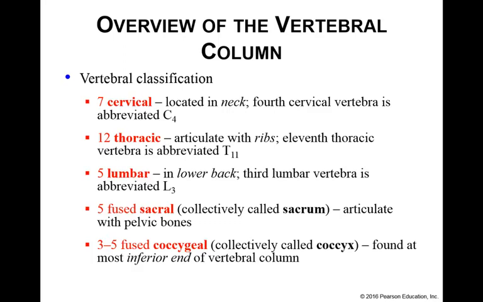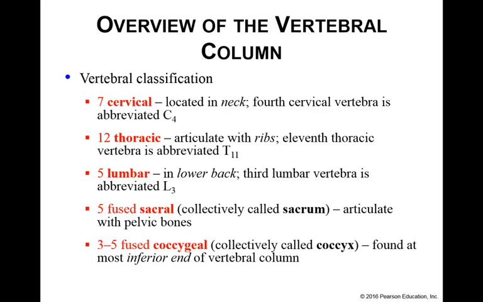Thoracic vertebrae articulate with the ribs, so they're your upper chest. For example, the 11th thoracic vertebra would be T11. Again, we're just kind of giving you some examples here. And then you have the 5 lumbar, which is your lower back. If you had 3rd lumbar, it would be L3. If you had the 2nd one, you would call it L2.